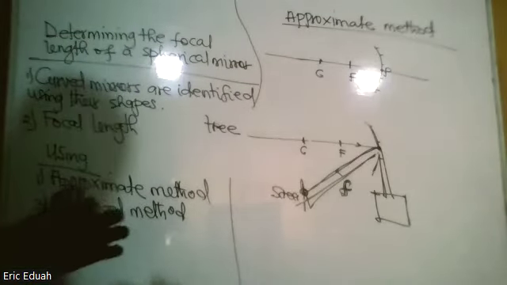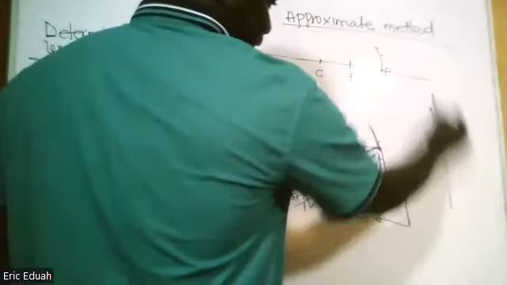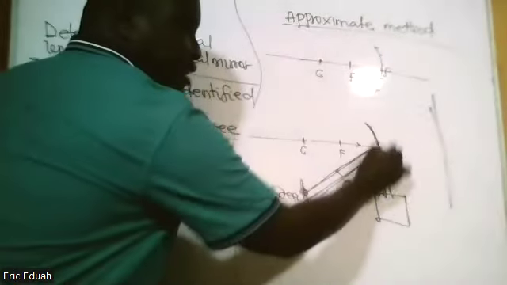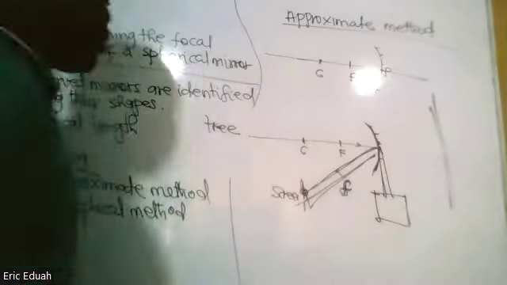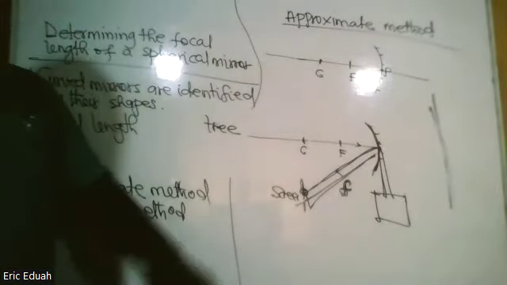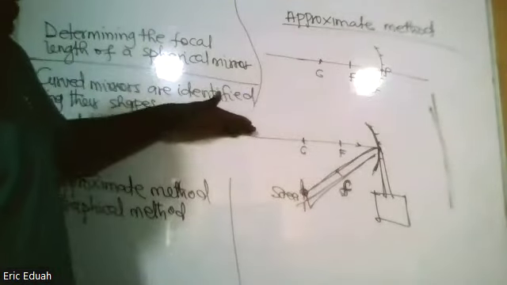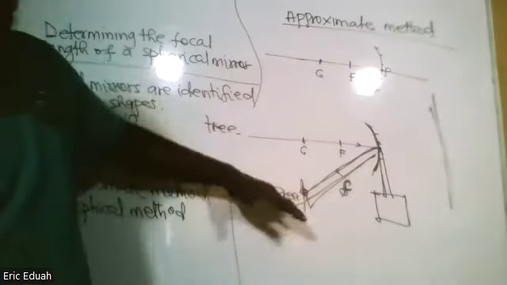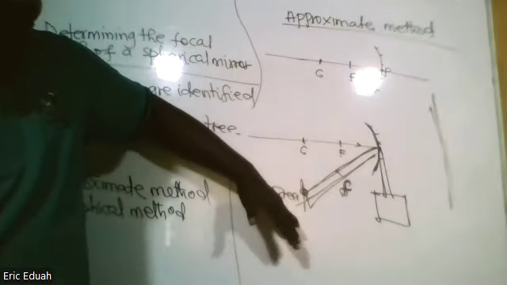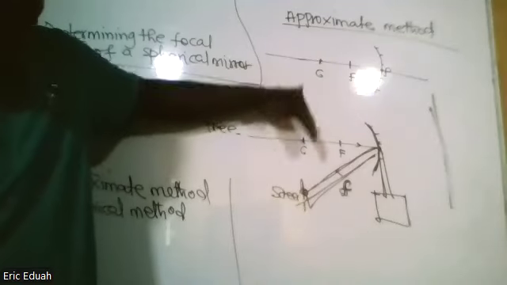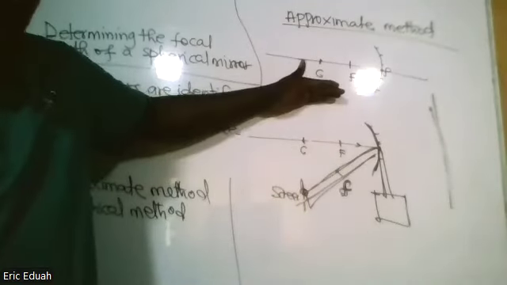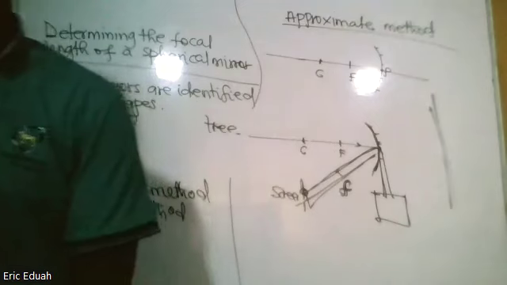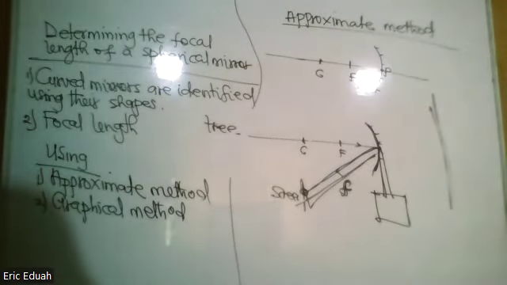In this method, you cannot place the screen behind the mirror. This is because this part is coated. Coating makes the mirror opaque, so rays cannot just pass through. The reason for which the screen must be placed at the side, at an angle to it, either this side or this side, to get the image. All right.